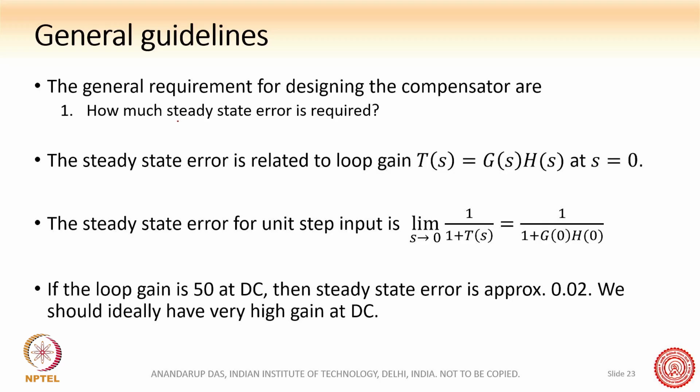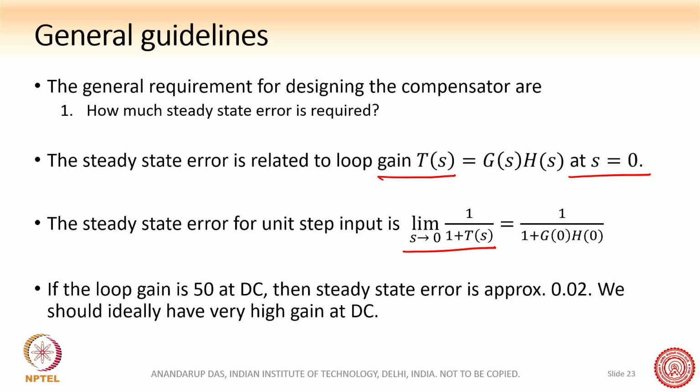So first is how much is the steady state error, and how is it related to the loop gain, because now we are going to work with loop gain only. The steady state error is related to the loop gain at s equal to 0. Basically, the steady state error for a unit step input is nothing but the limit, which comes from the final value theorem, as s goes to 0 of 1 by 1 plus T(s), right?